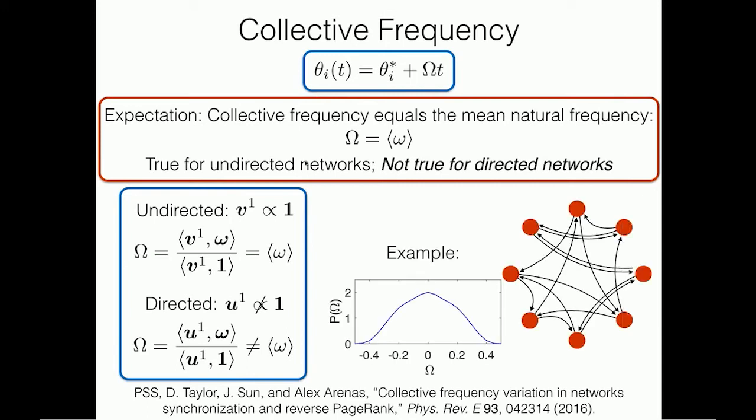So here's a toy example of this. Here the mean natural frequency is 0, and we took a bunch of cases where we mixed natural frequencies around on this very small network, and you can see you get a whole bunch of different collective frequencies, both positive and negative. So how does this actually correspond to synchronization in general?